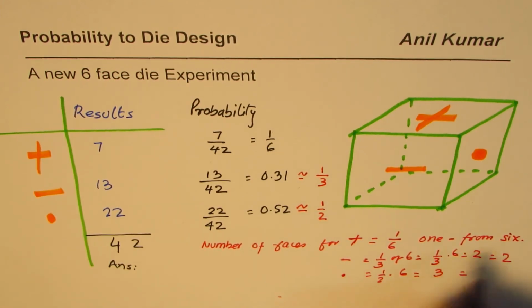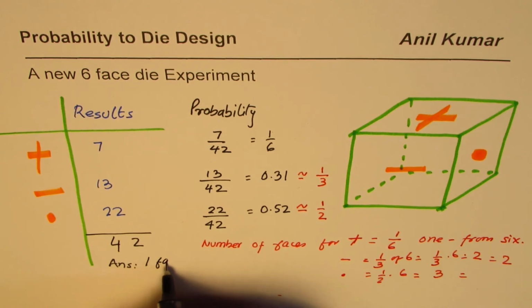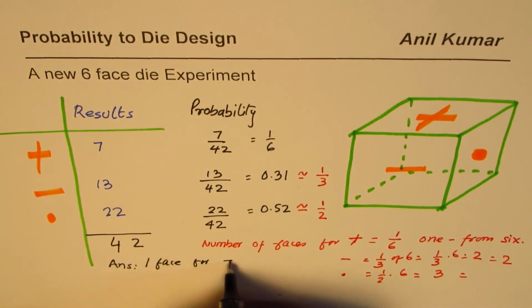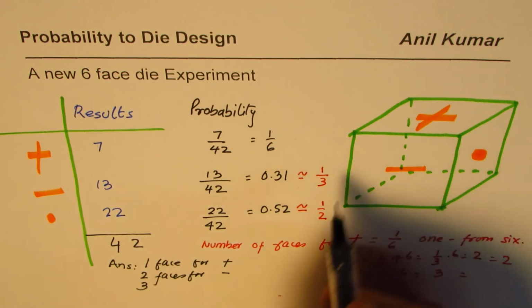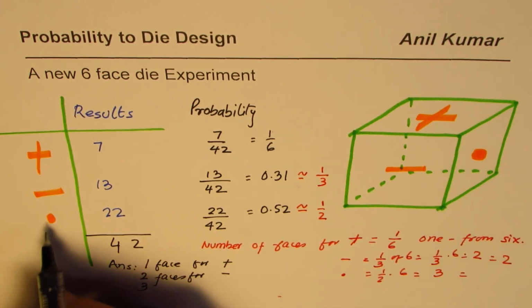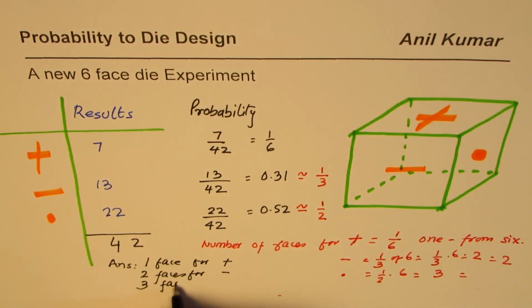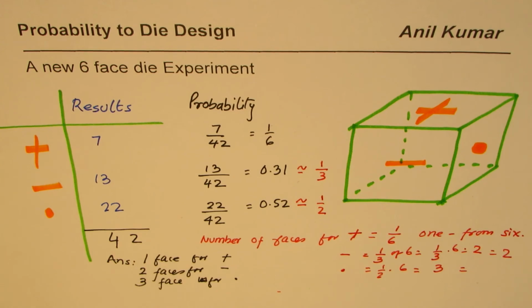We have one face for positive, two faces for negative, and three, that is half of the die, with dots. For dots. Do you see that? So that is how you can actually do it.